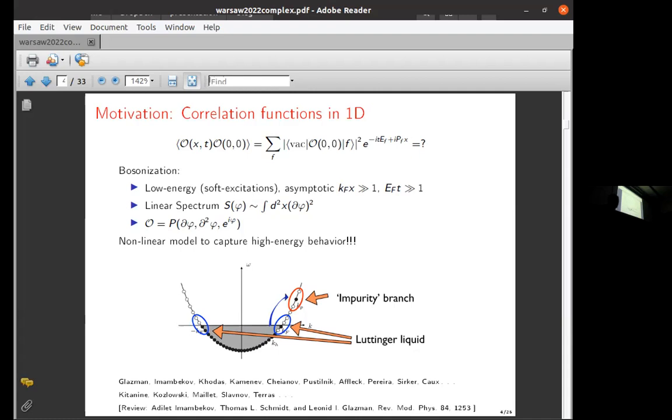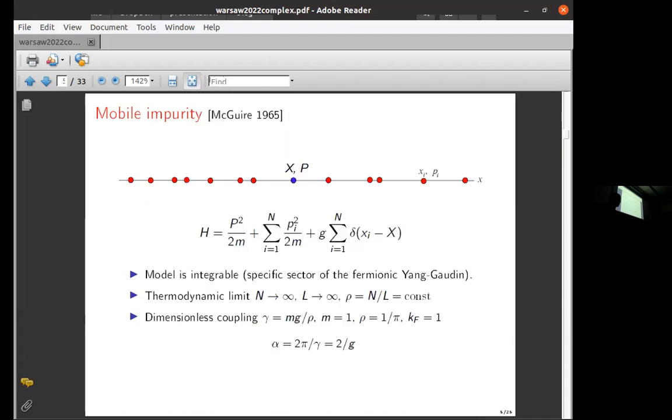All right, this being said, let's come back to the McGuire model, which is nothing but a few fermions interacting with the impurity through contact interaction G, and otherwise the system is non-interacting. In this case, if I focus only on the properties of the mobile impurity, I could equally assume that instead of having free fermions, I have hardcore bosons. So this is more relevant for the experimental situation.